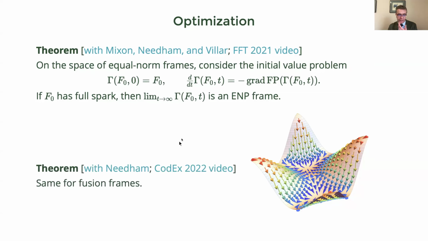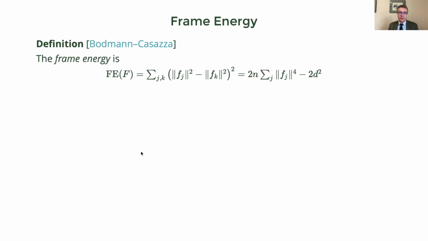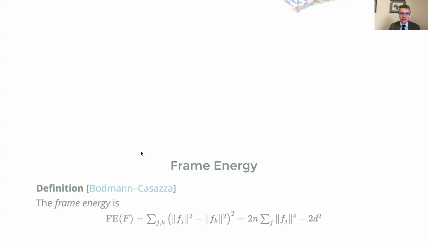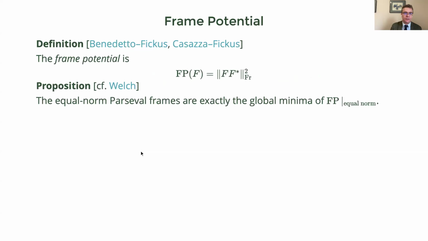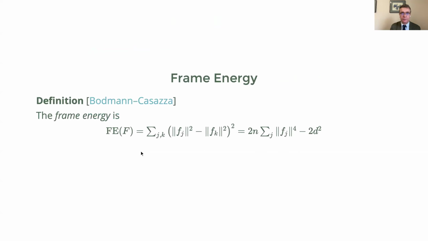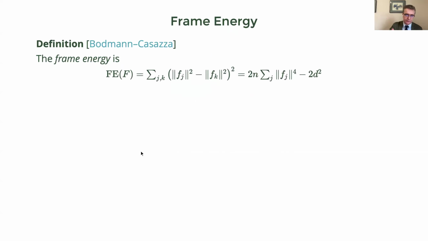And then Tom and I proved, a year or so later, that the same sort of thing works for fusion frames. I won't say anything about what fusion frames are because I'm not going to say anything further about them. But this was actually in the background of all this stuff. On the other hand, this frame potential is the squared norm of the frame operator, and if you restrict to equal norm frames, the global minima are the equal norm Parseval frames.